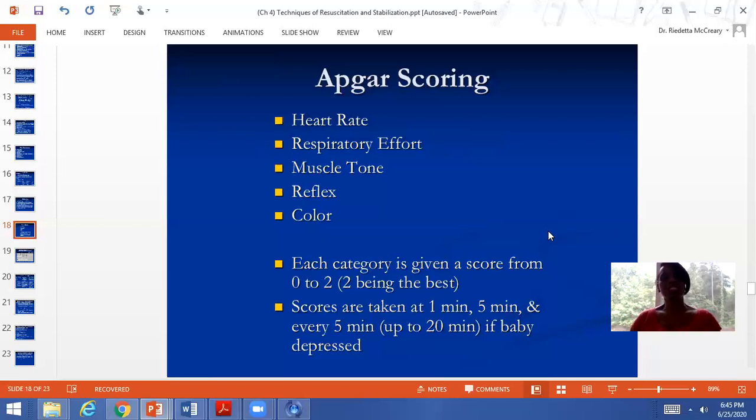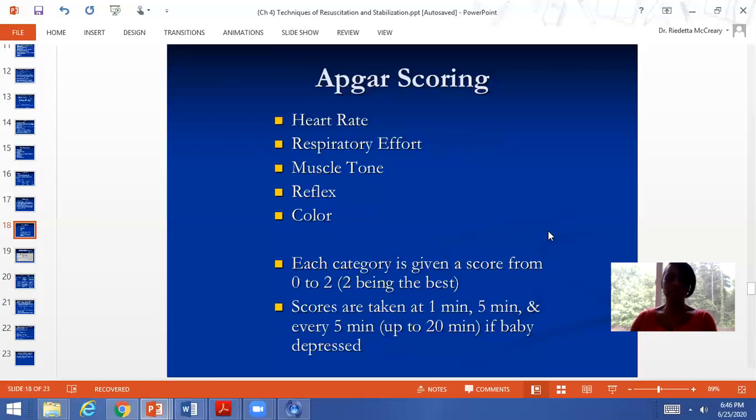Okay, so as it states in that second to last bullet, each category is given a score from 0 to 2, 2 being the best, obviously 0 being the worst, and then 1 being somewhere in between. You get the score at 1 minute, 5 minute, and every 5 minutes up to 20 minutes if the baby is depressed. So usually if the baby is depressed, the baby's going to be in the room a whole lot longer because we're going to be intervening and doing therapy.